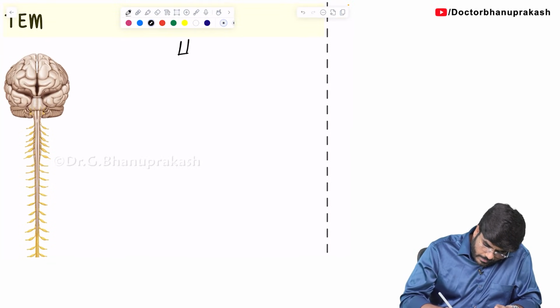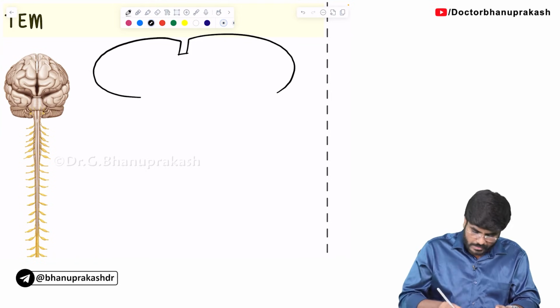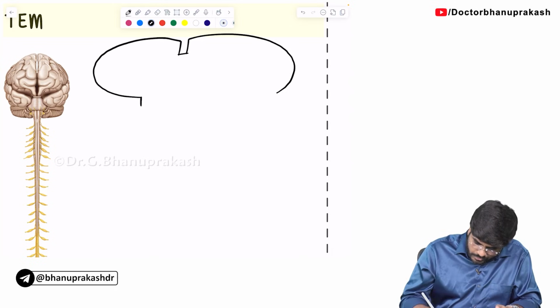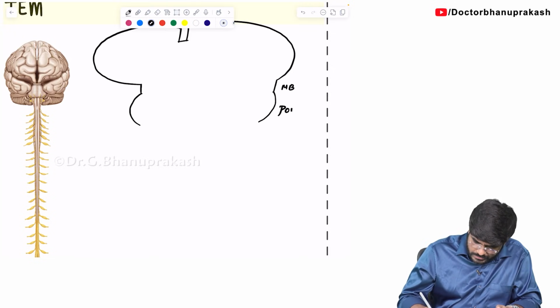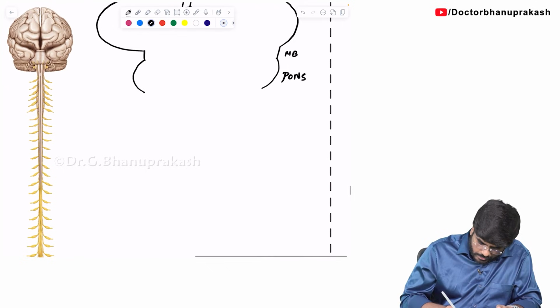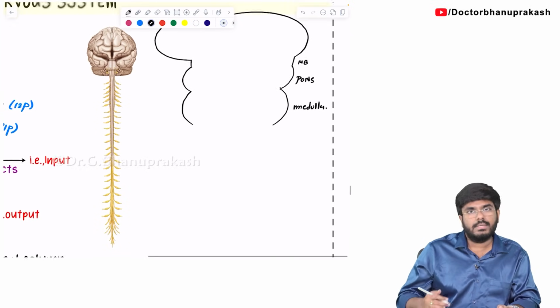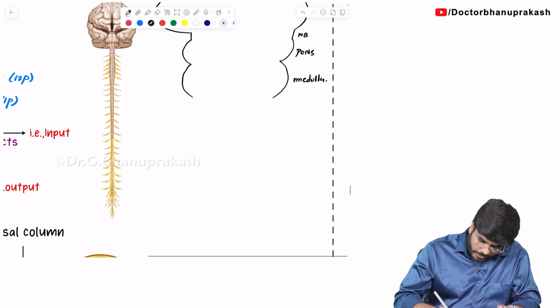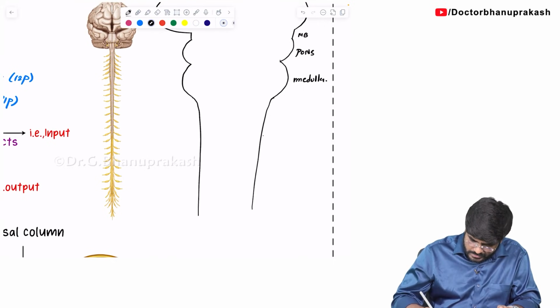See here, I am showing you, let's say here is a brain. And down to the brain, here I am showing the brain stem, which includes midbrain, pons, and medulla. Here is the medulla. Midbrain, pons, medulla, which make up the brain stem. Now, the medulla is going to continue as the spinal cord. So, here is the spinal cord.